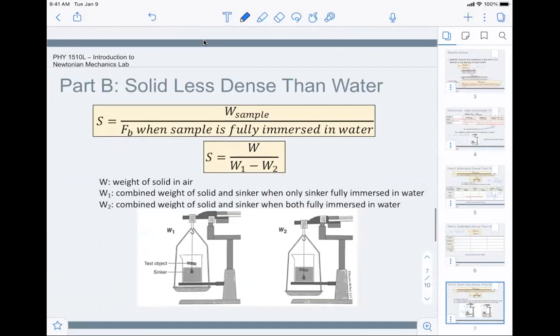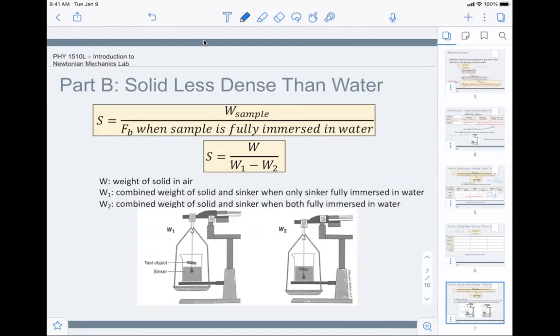The second part is, what if you wanted to measure something that's less dense than water? The one we are using is a cork. This is really funny because you can see that this is the object you're really interested in measuring, but it needs a sinker, right?